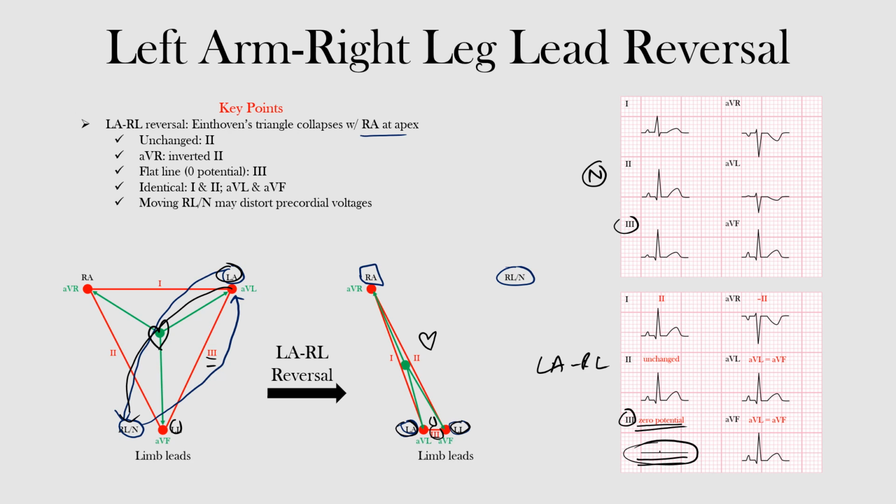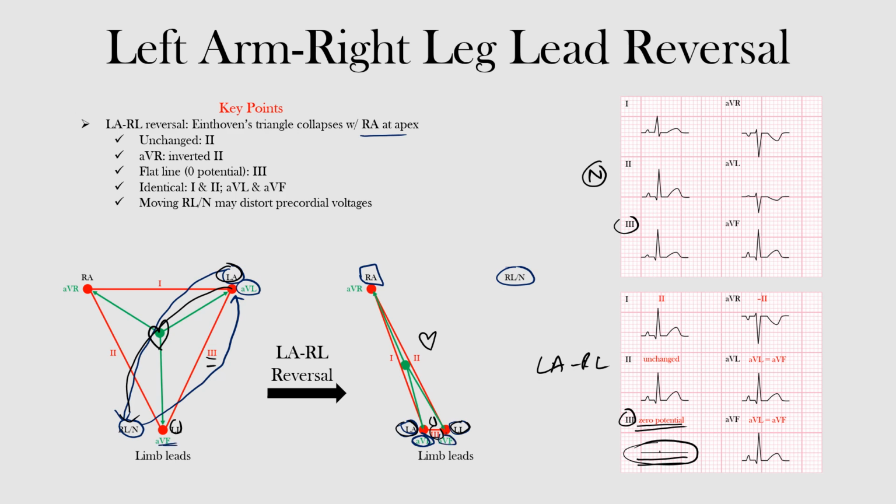Additionally, leads aVL and aVF are essentially mathematically identical, such that they appear identical on the EKG. So let's look at lead aVF and aVL, which are also down here. So here's aVL, which is from our left arm. Notice aVL is here. Now it's becoming down here, and it's at the same level as aVF.